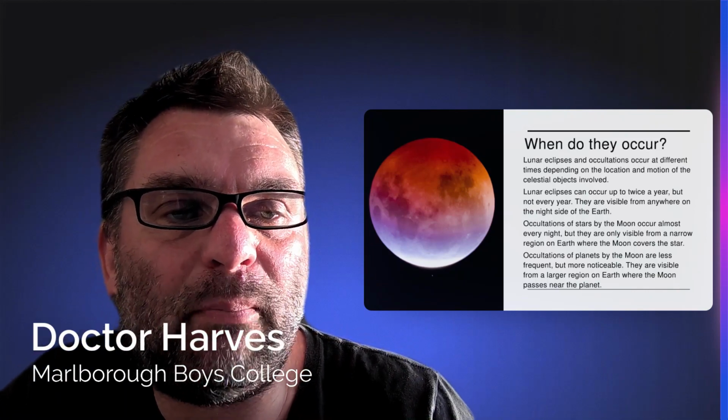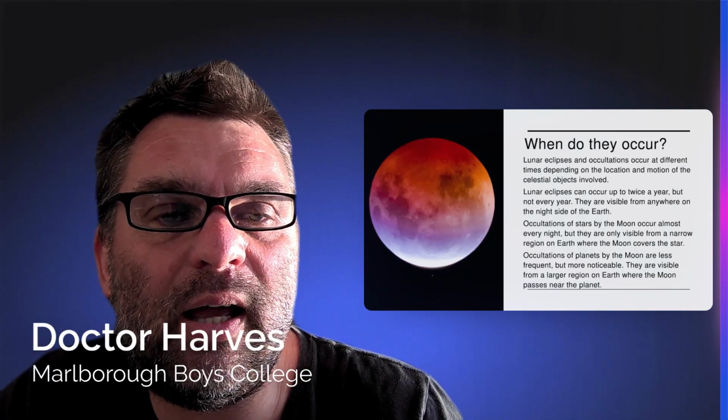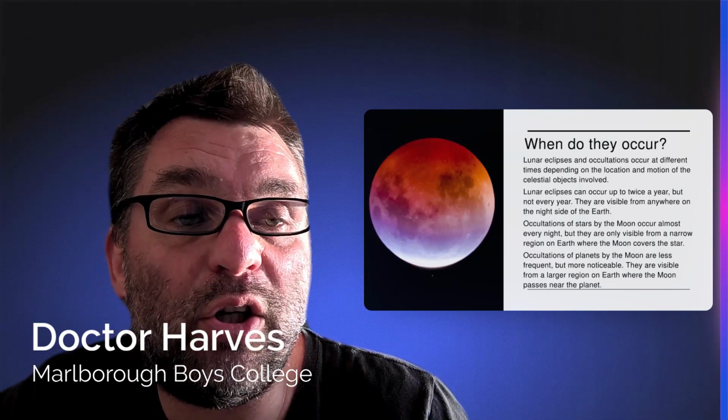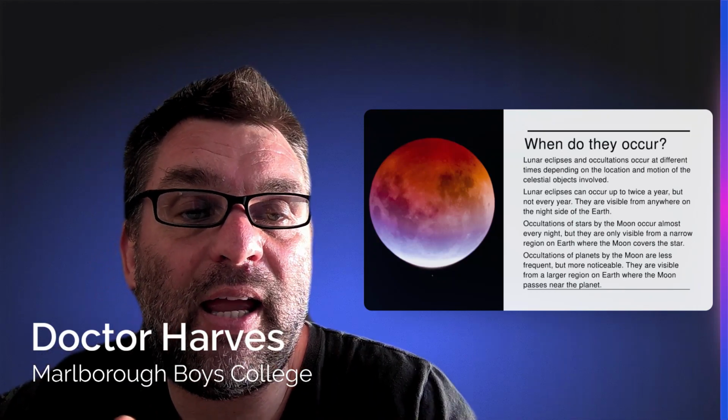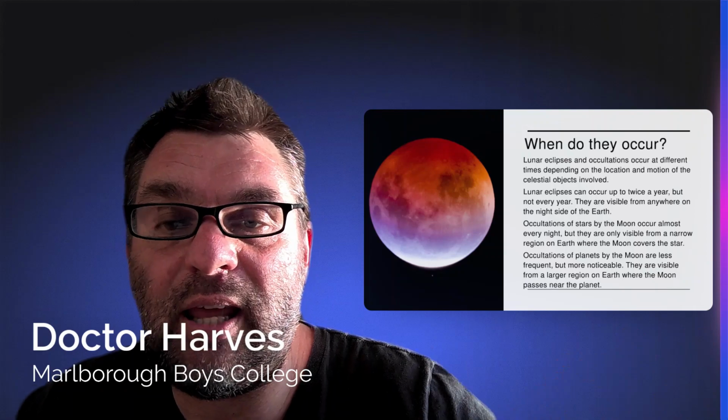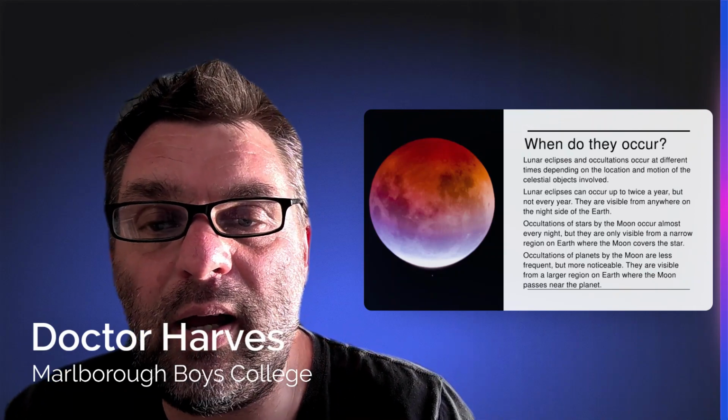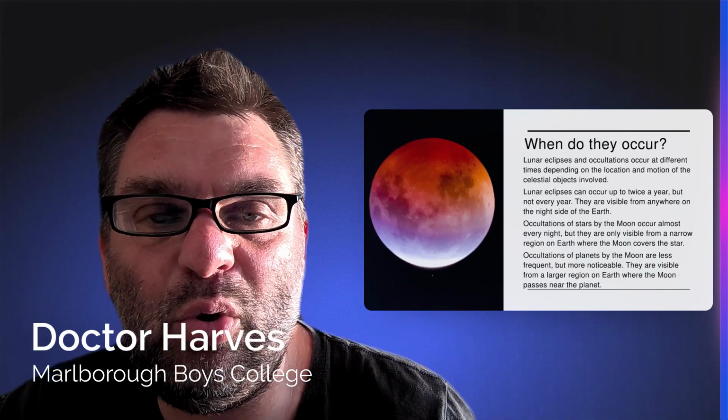And the occultation of planets by the Moon are less frequent, but also noticeable. And they're in a larger region of the Earth when that part of the Earth passes by relatively near to the planet.